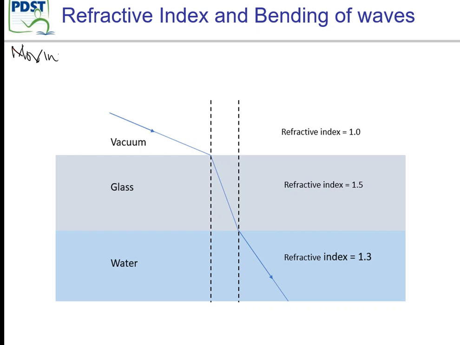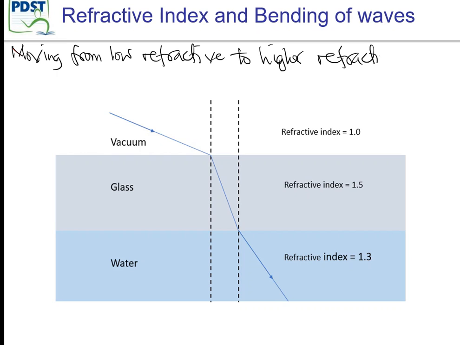So moving from low refractive index to higher refractive index. If you move from low refractive index, like here, air is low refractive index, glass is higher refractive index.